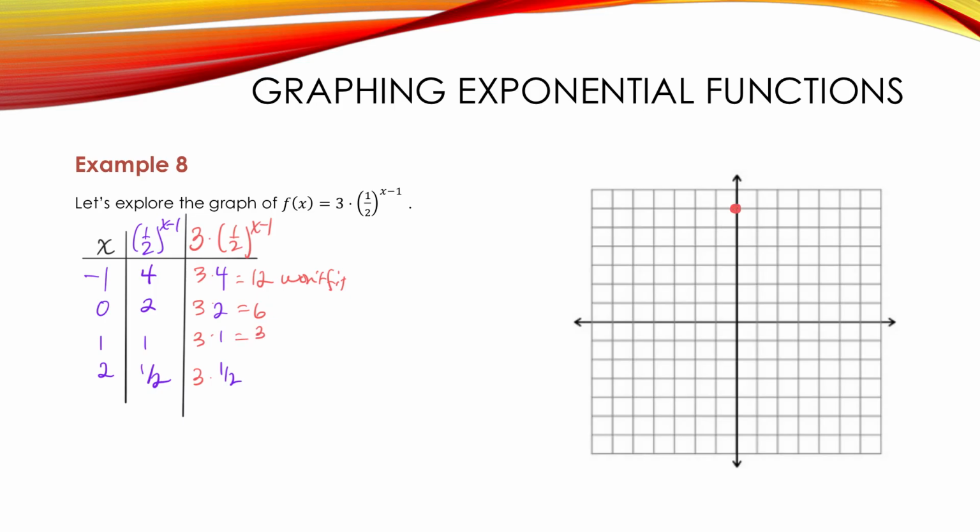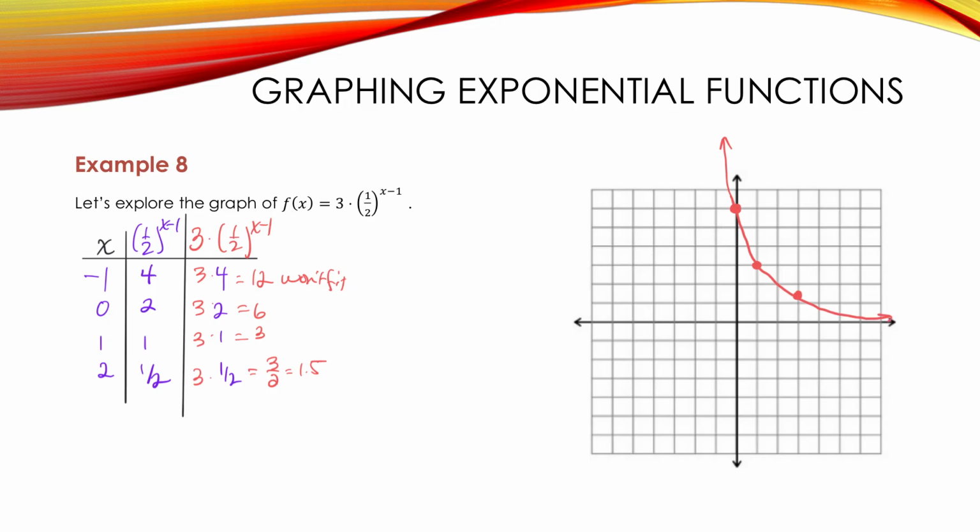3 times 1 is 3, so we have 3. And 3 times 1/2 is 3/2, or 1 1/2. So 1, 2, 3, 1/2. So we're getting there. Now all of them will fit on our graph, but we can see certainly that we have now stretched our graph up, and it's stretched out a lot more than what we had before.